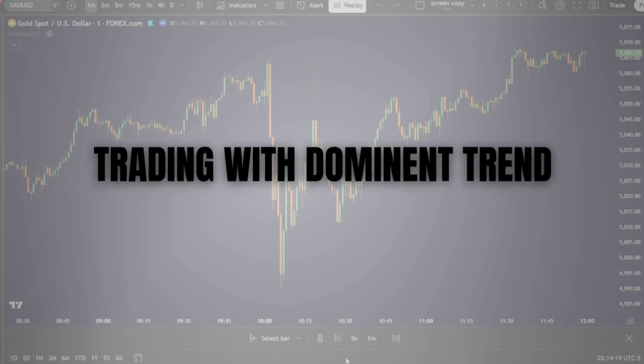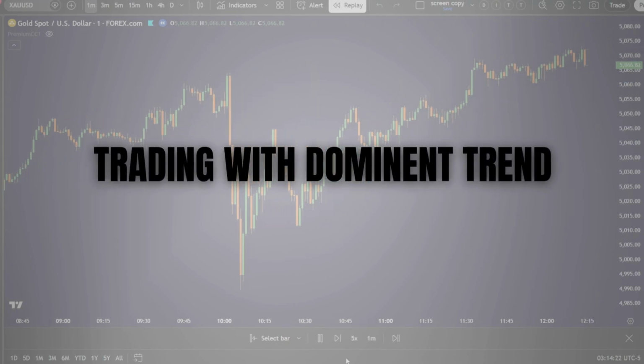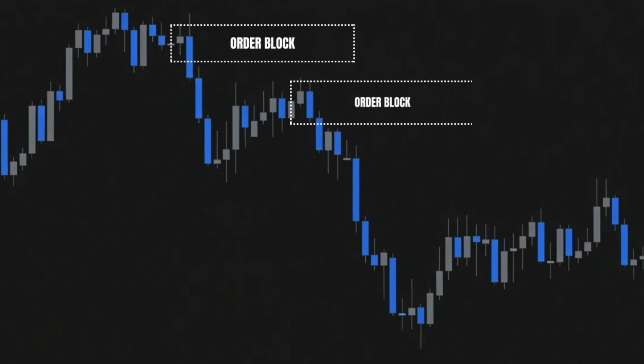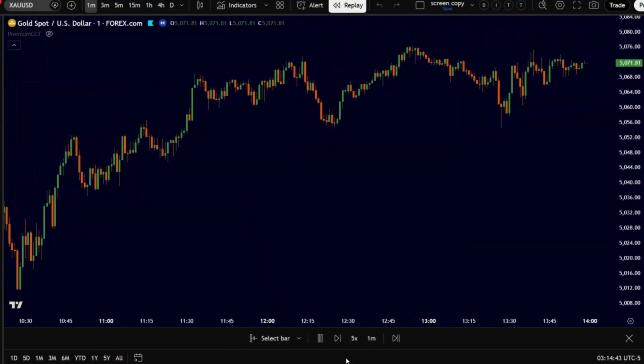Trading with the dominant trend is one of the highest leverage things you can do with order blocks. When you're aligned with the macro direction, the market is essentially working with you. Counter-trend order blocks can work, but they require much stronger confluence and a clear structural reason for a reversal.